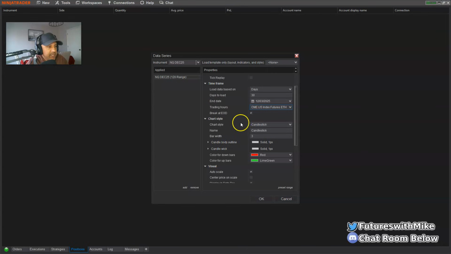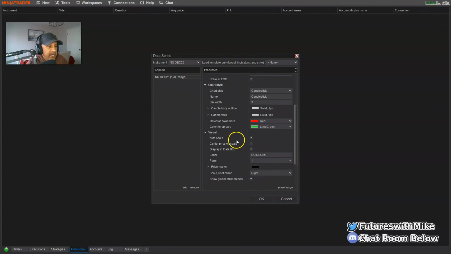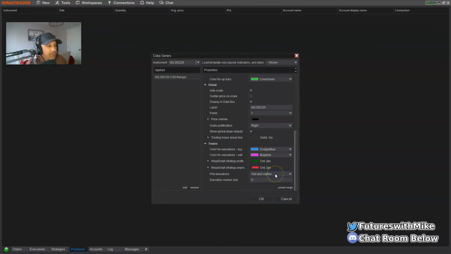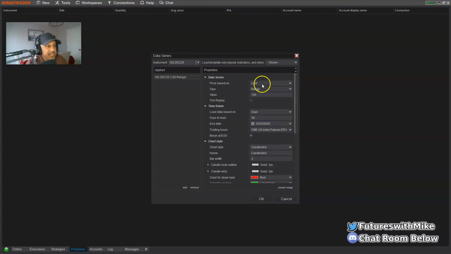Candlesticks, yes. All this I leave the same, and everything else at the bottom I'll leave the same as well. I don't touch anything else, okay? Plot executions, you can leave the markers on or off. I'm just going to turn them off. But everything else I'll leave the same. So the only thing I change is the type to range, with a value of 120 for the higher range chart. I'll show you in a second.